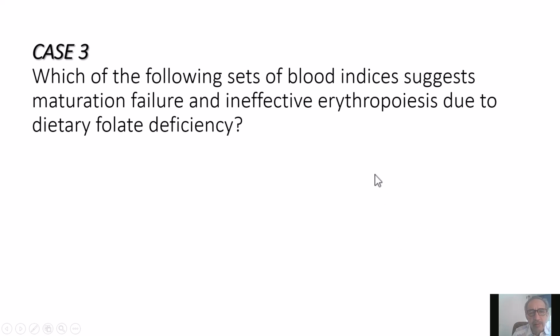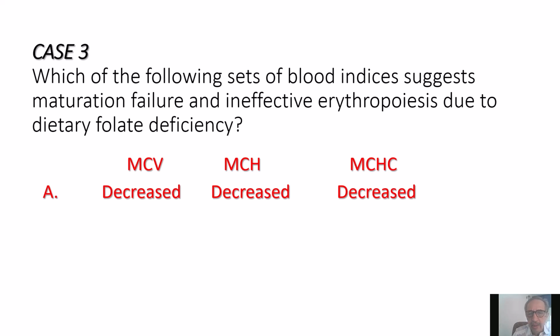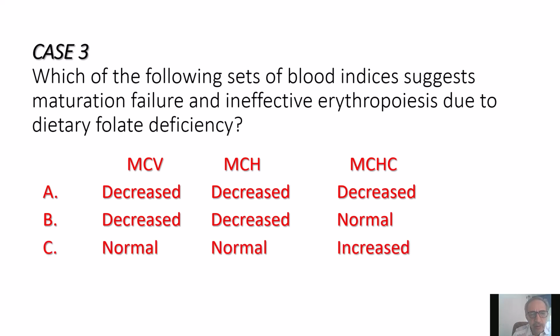In this case, what are the blood indices? It's very obvious. MCV is increased, MCH is increased, MCHC is usually normal. Decrease, decrease, decrease, unlikely. Decrease, decrease, normal, also not. Normal, normal, increased, only hemolytic blood loss. Increase, increase, normal. Yeah, MCHC is normal here because both MCV and MCH are increased. Therefore, the hemoglobin as a percentage of the volume of the RBC is unchanged.